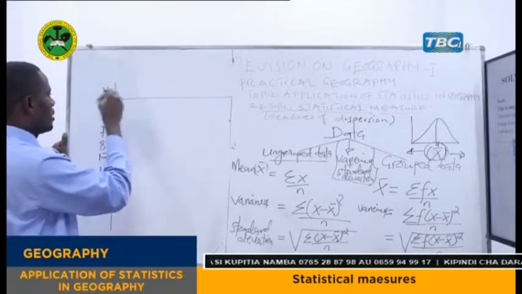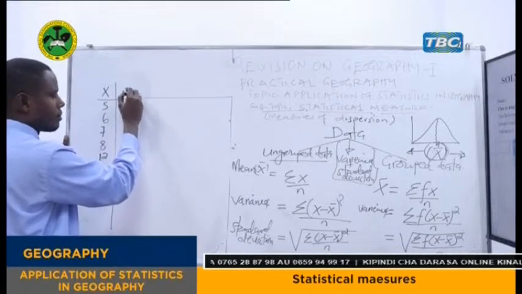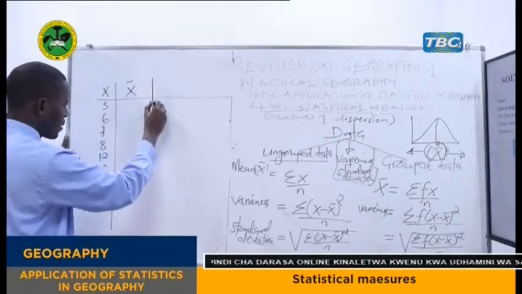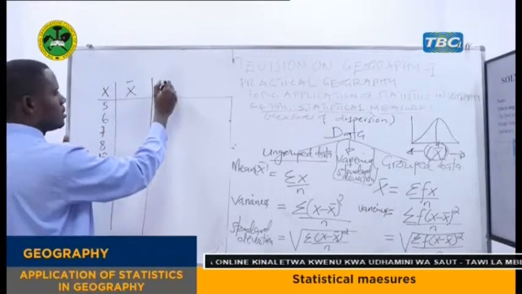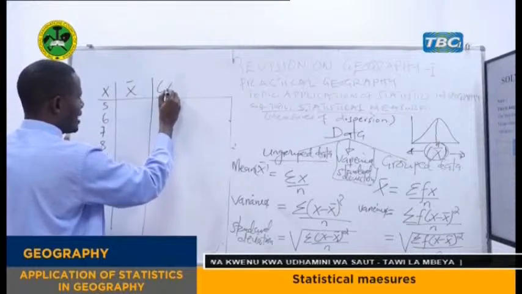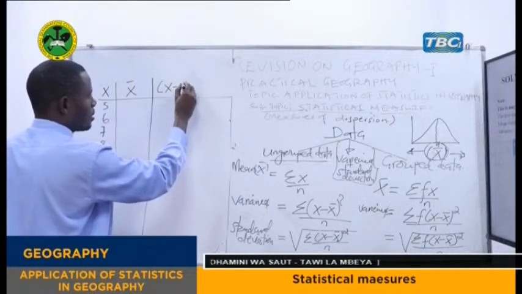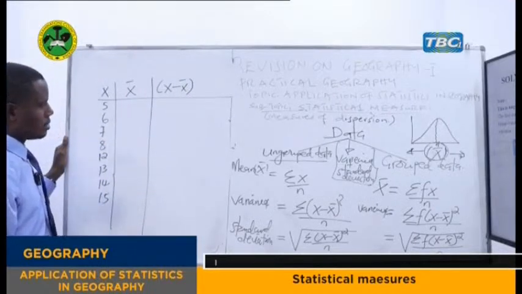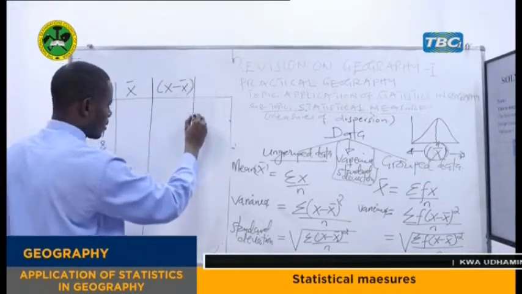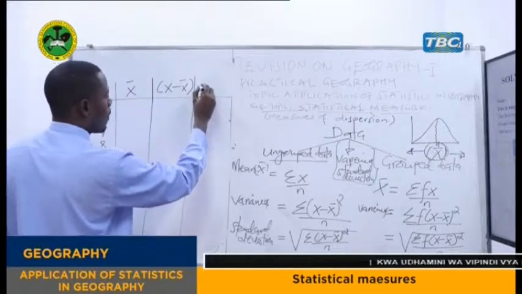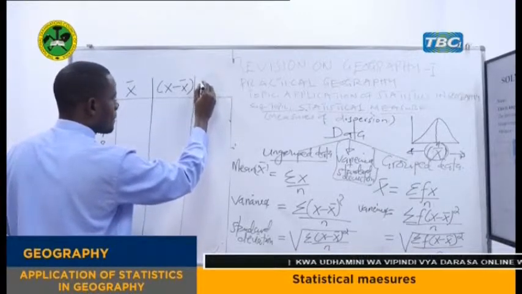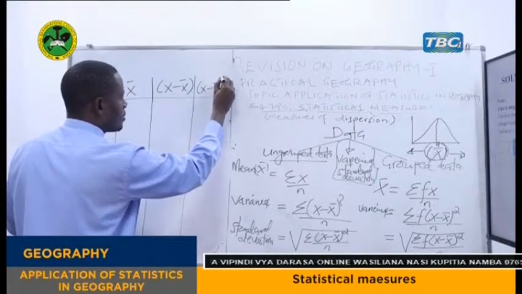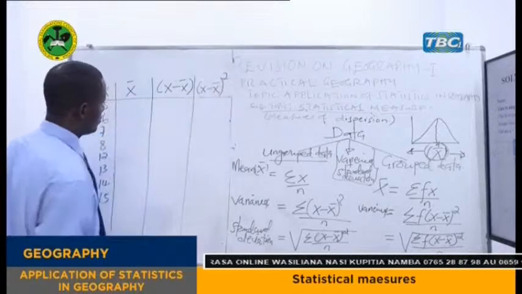The next column should be for the mean, x bar. Then we should develop another column for x minus x bar, in brackets. And again, we should have another column for (x minus x bar) squared.